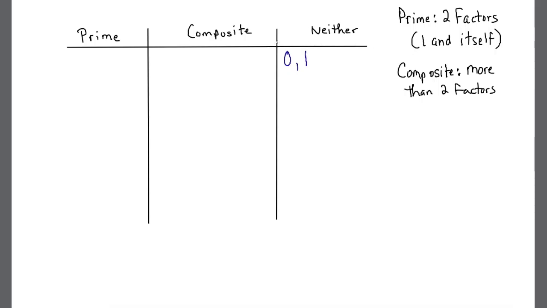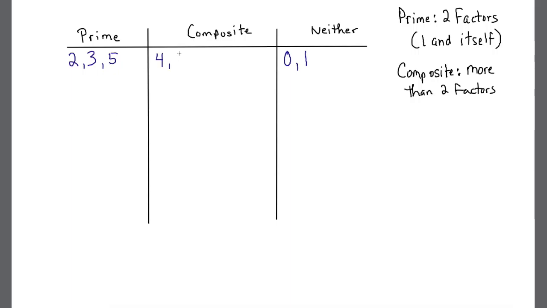2 is the next number. Let's think of the numbers that divide evenly into 2. 1 does, 2 does. Therefore, it's a prime number. The number 3 is a prime number because only 1 and 3 will divide evenly into 3. The number 4 is a composite number because we have 1, 2, and 4 that will divide evenly into it. 5 is a prime number because only 1 and 5 will go into it.